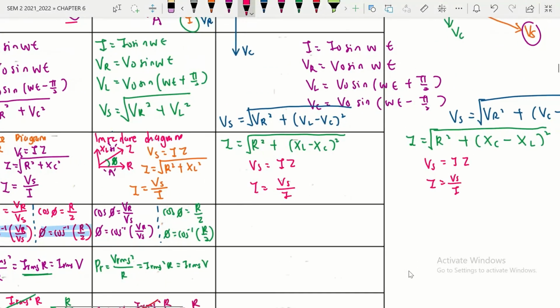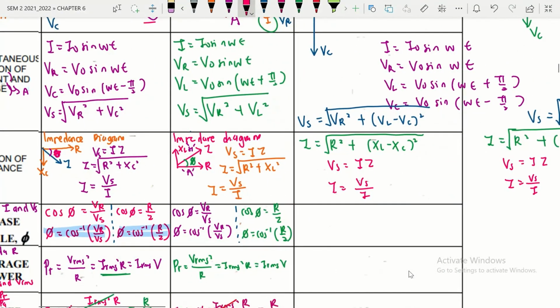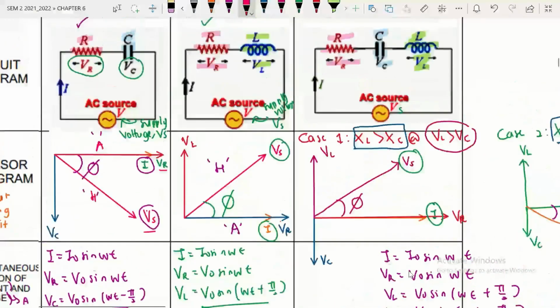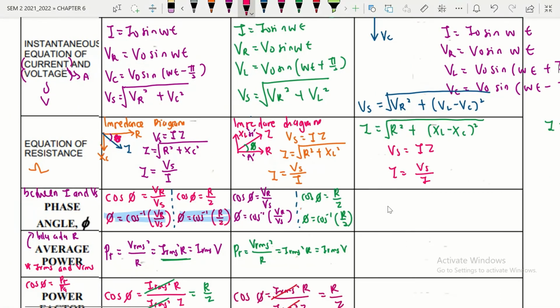Okay, what about the phase angle? Actually, the phase angle adalah sama untuk ketiga-tiga ni. So, untuk RC, RL and RCL circuit adalah sama. So, phase angle dia akan jadi juga cos phi equals to VR over VS. And then, shift cos, you akan dapatlah you punya phase angle.